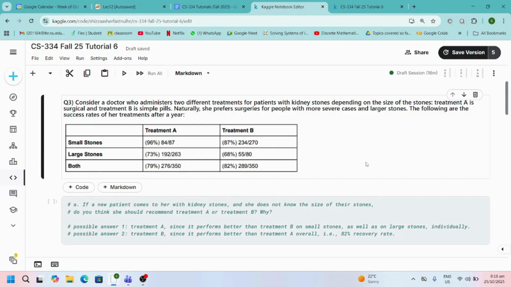Consider a doctor who administers two different treatments for patients with kidney stones, depending on the size of the stones. Treatment A is surgical, and treatment B is simple pills. So, naturally, the doctor prefers surgeries for people with more severe cases and larger stones, and pills otherwise. The following are the success rates of her treatment after a year.